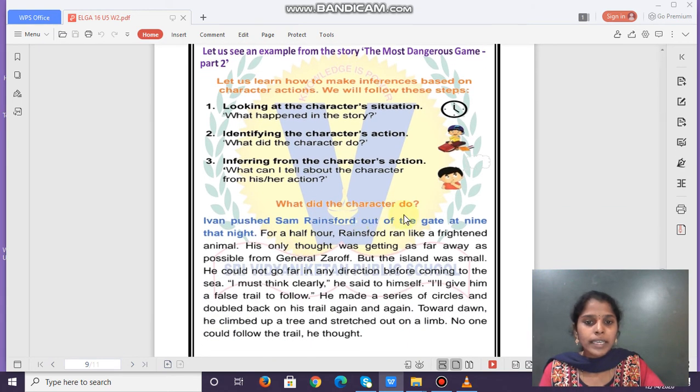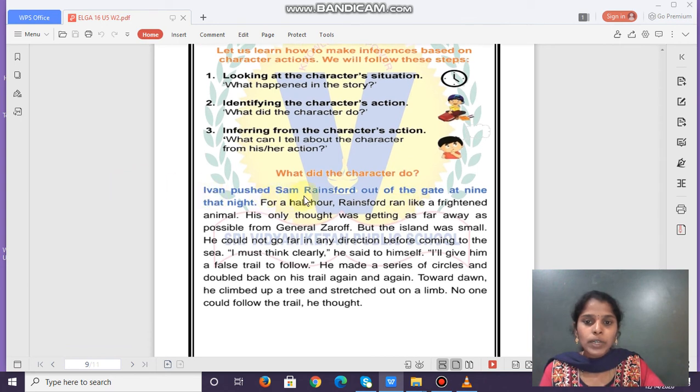What did the character do? Ivan pushed Sam Rainsford out of the cage that night. For a half hour, Rainsford ran like a frightened animal. His only thought was getting as far away as possible from General Zaroff. But the island was small. He could not go far in any direction before coming to the sea.